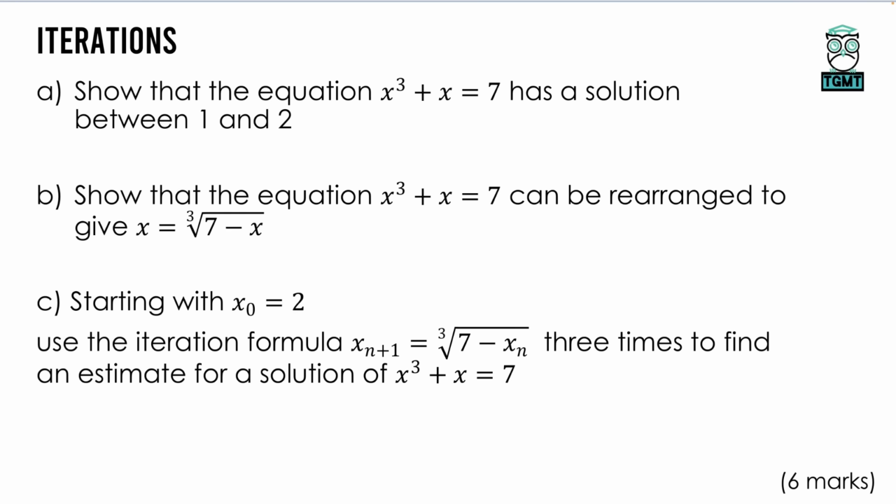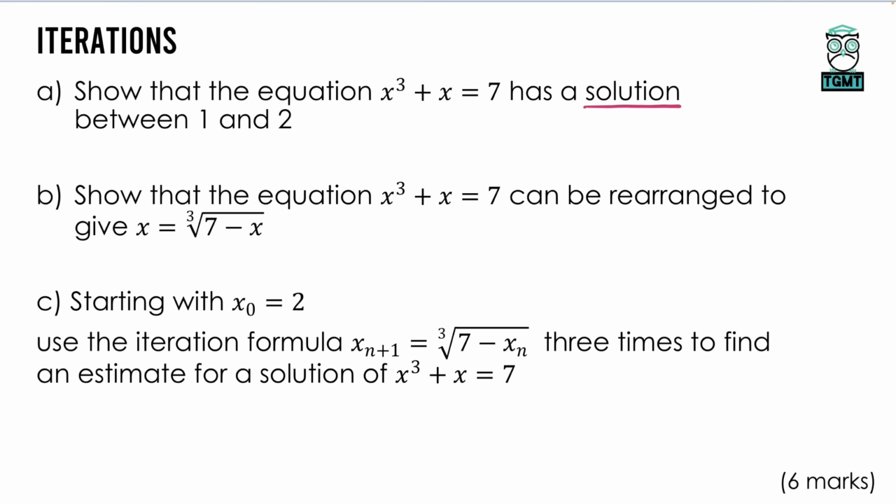Now for this question, we have some algebraic iterations. Now there are three parts to this. Part A here says show that the equation x cubed plus x is equal to 7 has a solution between 1 and 2. Now knowing the word solution here, that means a number which goes into this equation which gives us the answer 7. So there is a number that if we cube it and add that number to the x cubed, we get the answer 7.